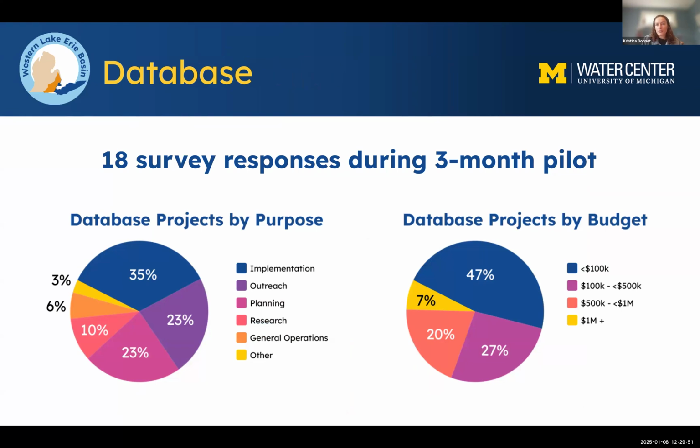And so during those events, we collected about 18 survey responses, and during that 3-month period, we have about 23 as of today. So these projects vary a lot by implementation, outreach, planning, research, general operations. And so you can see that this survey is really helpful because it can collect information from projects of various purpose, various size, but also it will really help people in your shoes find projects that are differing and hopefully collect a really wide variety of information.